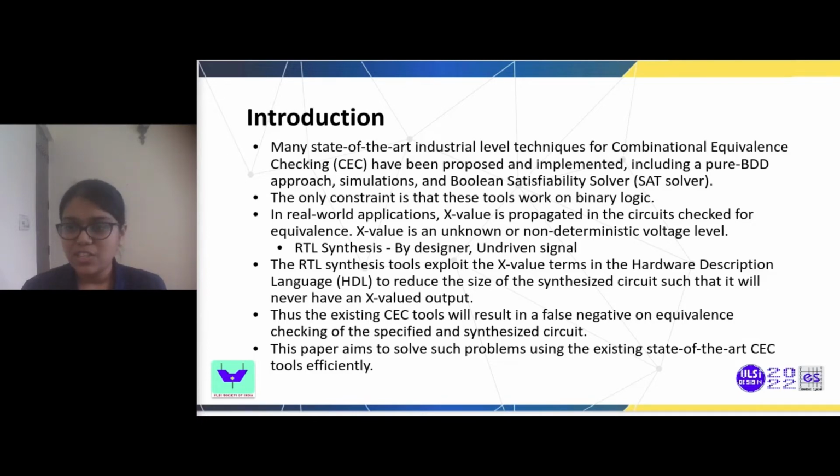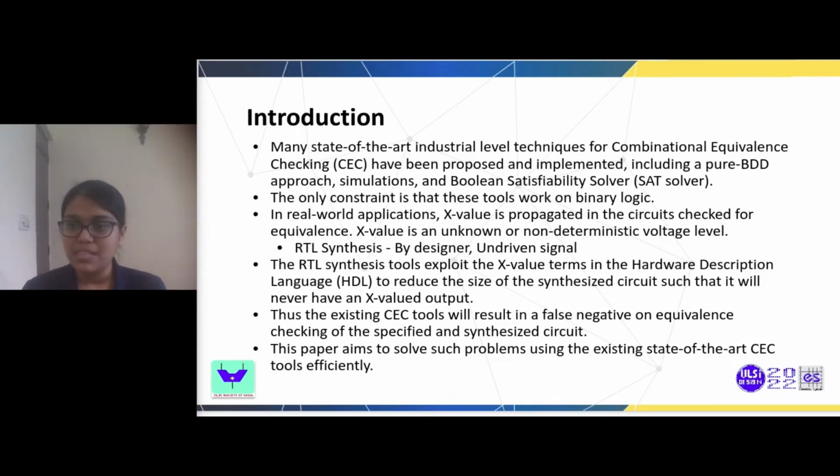In real-world applications, though, X value is propagated in the circuit, checked for equivalence. X value is an unknown or potentially non-deterministic voltage level. One such application is RTL synthesis. In RTL synthesis, X value arises mainly because of two situations.